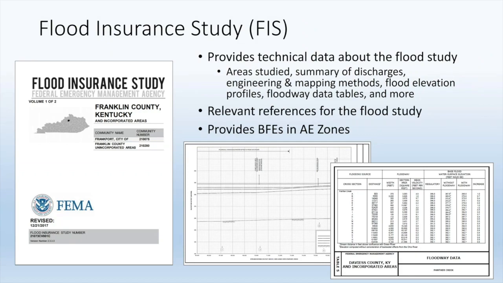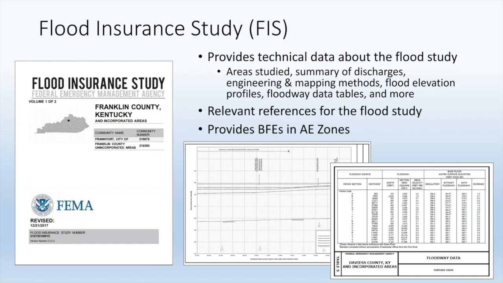So it talks about areas studied, it talks about the summary of discharges for certain streams. It talks about the engineering and mapping methods that were used on the map, the flood elevation profiles, floodway data tables, things like that. All that information is in the flood insurance study. It also provides you additional references for what was studied. So again, it tells you what was used and how it was used.